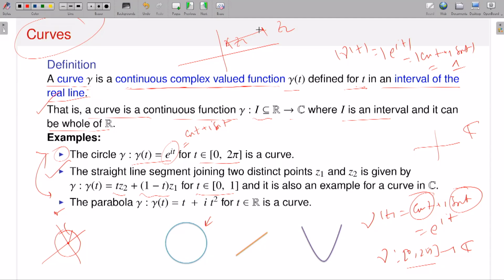So therefore it starts from z1 and goes to z2. And what kind of function? This is gamma of t equal to t z2 plus (1 minus t) times z1. This is also a continuous function, because why?